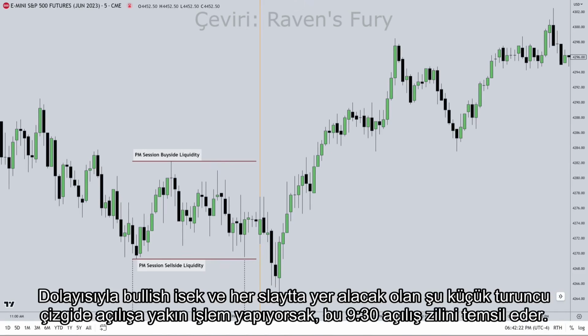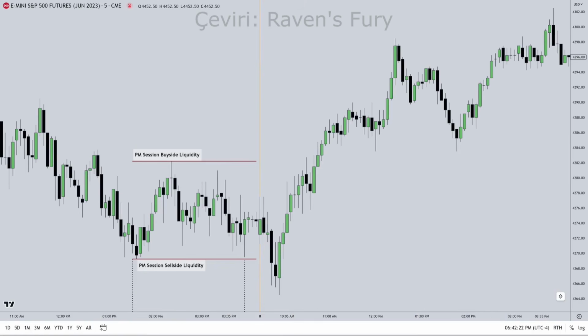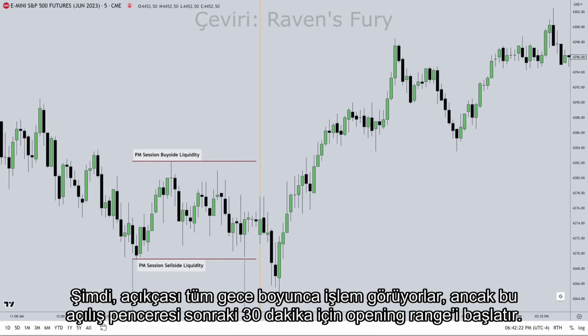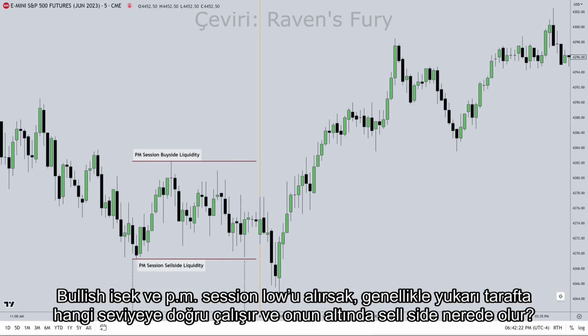So if we're bullish and we're trading near the opening, this little orange line here, that's going to be in every slide. That denotes the 9:30 opening bell. You know, when everybody's on CNBC and they clap their hands. That's when the opening bell occurs for the stock indices and stock market. Now, obviously, they're trading all night long, but that opening window starts that opening range for the next 30 minutes. Where will that usually run for?